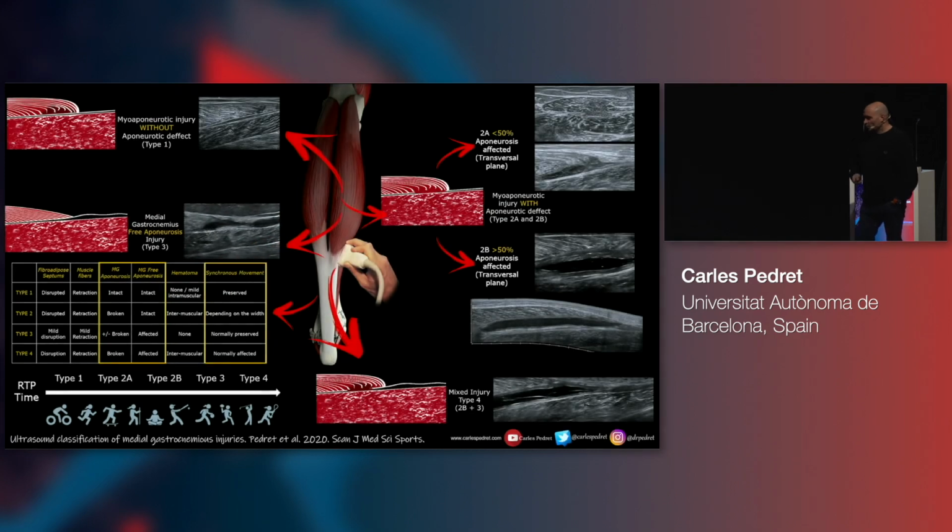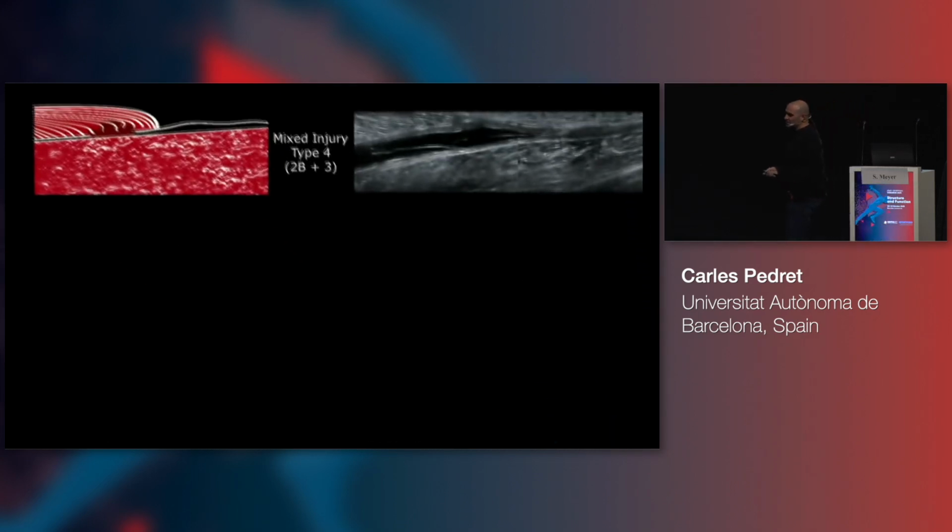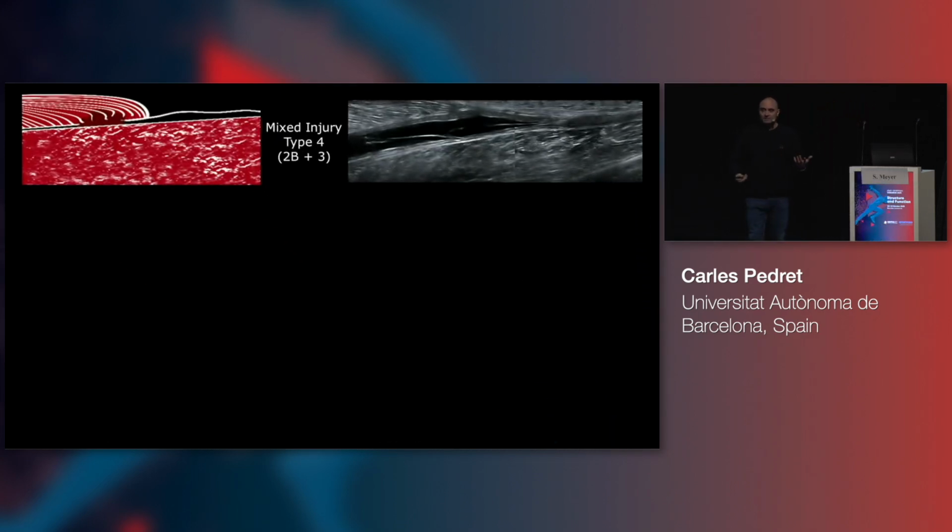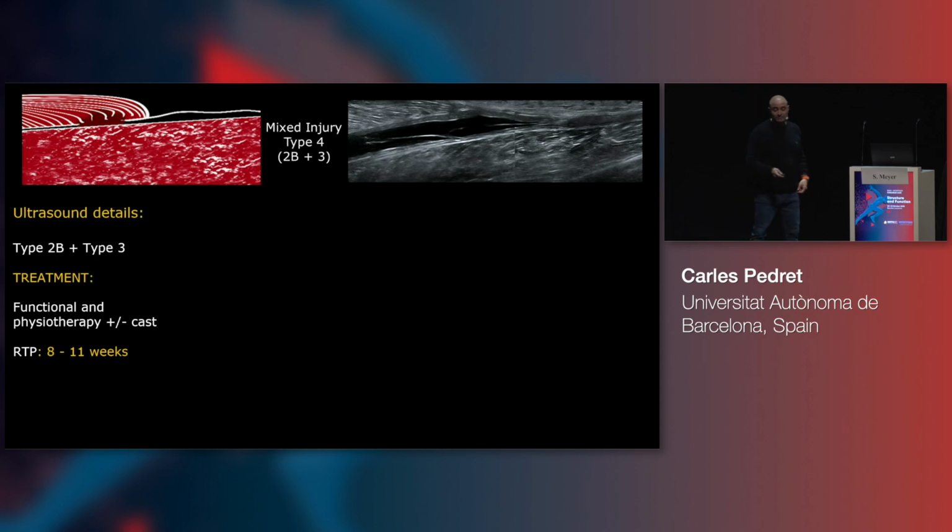And then we go to the type 4. The type 4 is just a rupture of everything. So in summary, it's mainly a type 2B plus a type 3, which is the extension to the free gastrocnemius aponeurosis. And sometimes, if we go even further, we see a type 2B, a type 3, and a partial rupture of the Achilles. And this is not uncommon. We see that so many times.